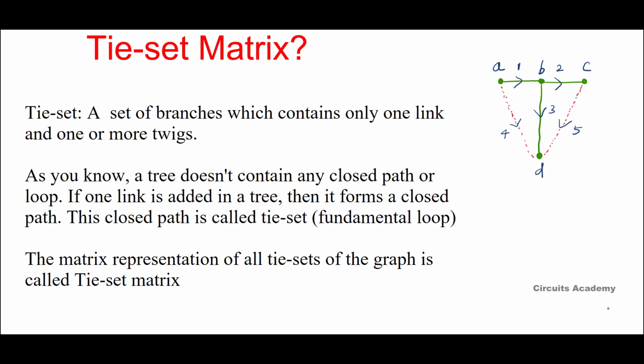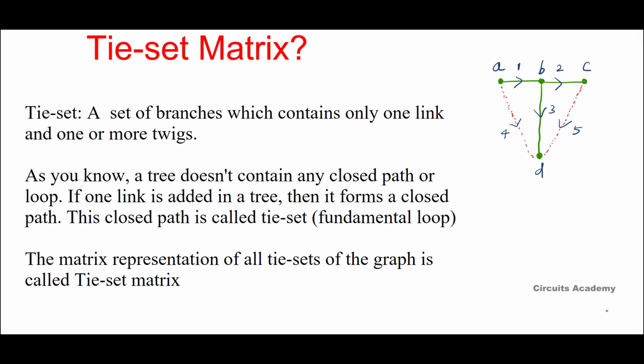What is a tie-set matrix? The name tie-set indicates a set of branches which contains only one link and one or more twigs. As you know, a tree does not contain any closed path or loop. If one link is added to a tree, then it forms a closed path. This closed path is called a tie set or fundamental loop.